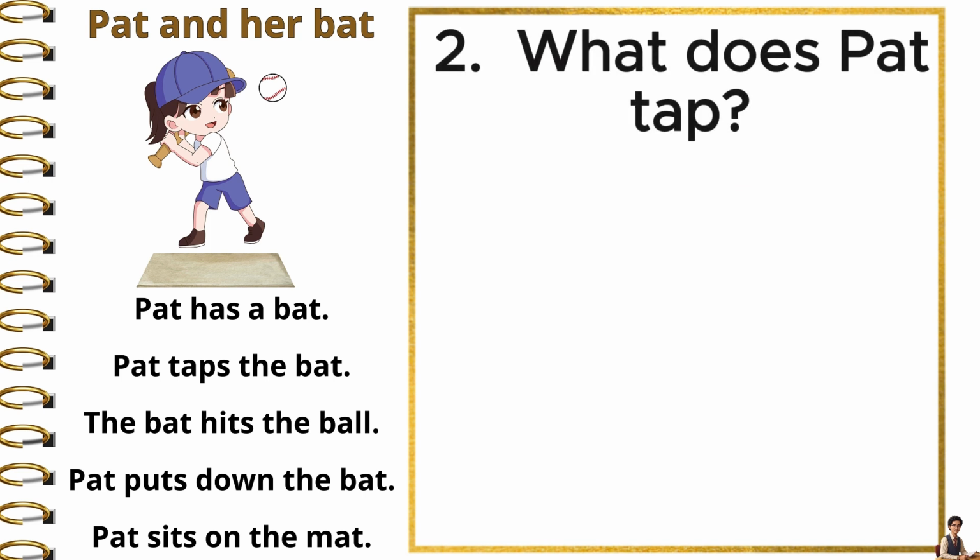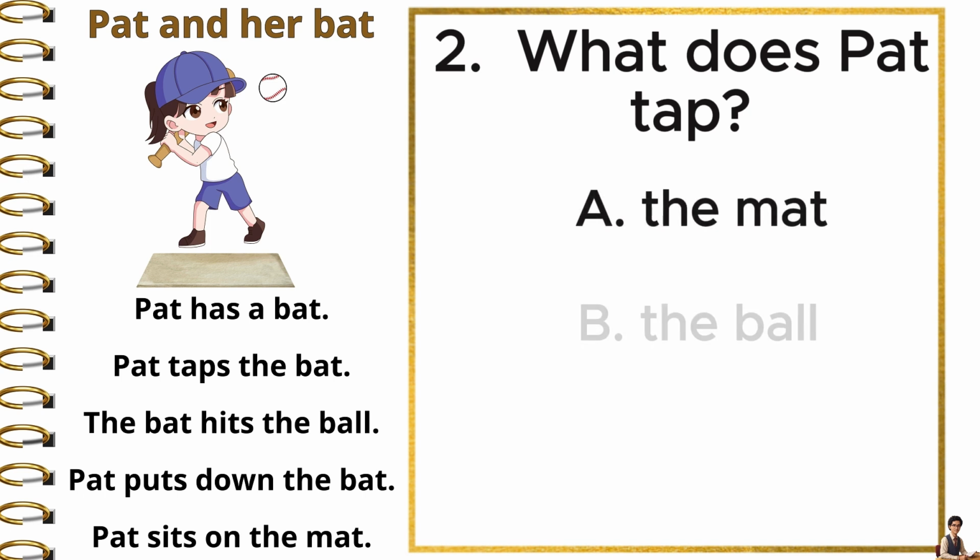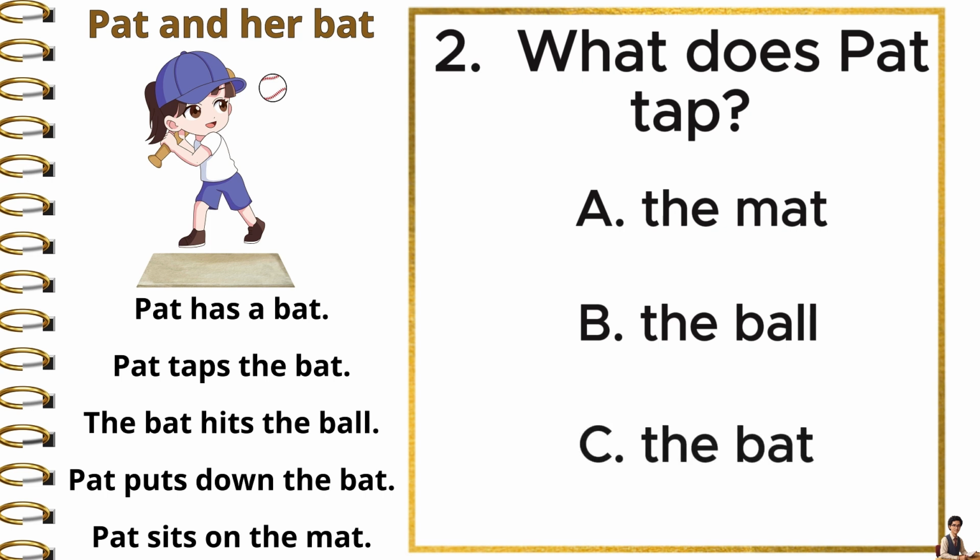Number 2. What does Pat tap? A. The mat. B. The ball. Or C. The bat. C. The bat.